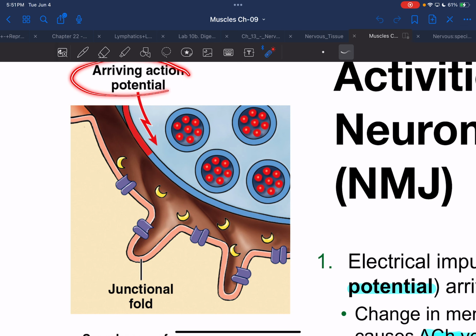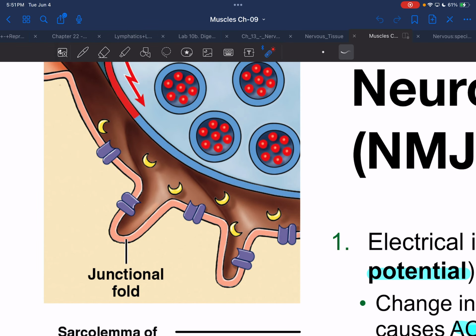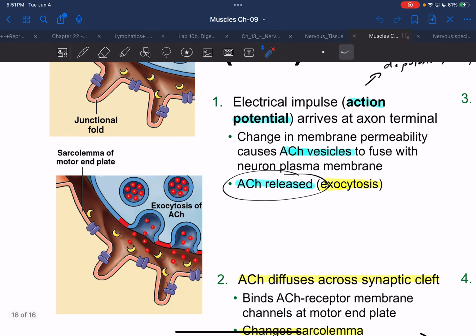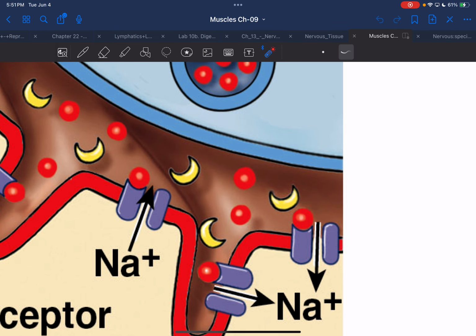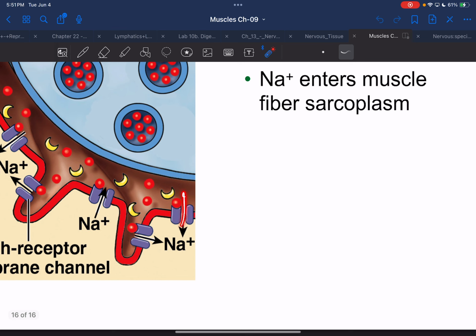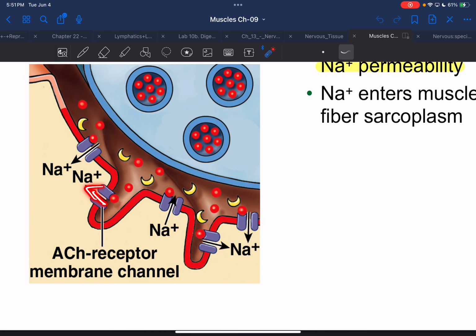So our action potential arrives. It induces these synaptic vesicles to release acetylcholine. Acetylcholine will be released into this space here called the synaptic cleft. These acetylcholine receptors will bind to the sodium channels. And when sodium begins to sweep through, what do we call it when sodium sweeps through the cell? Starts with a D. Depolarization. And so this is what depolarization means.